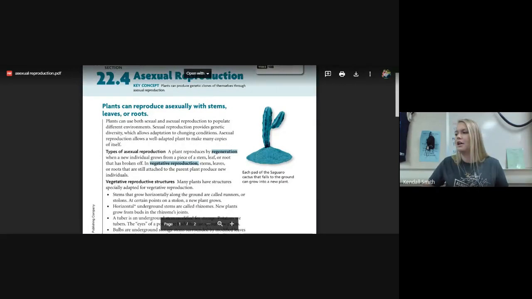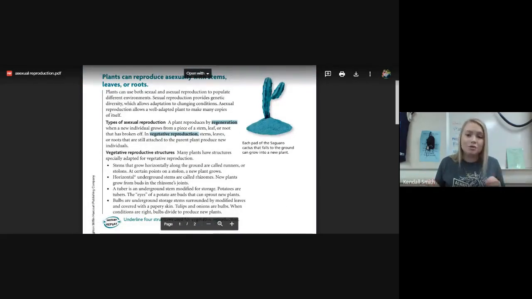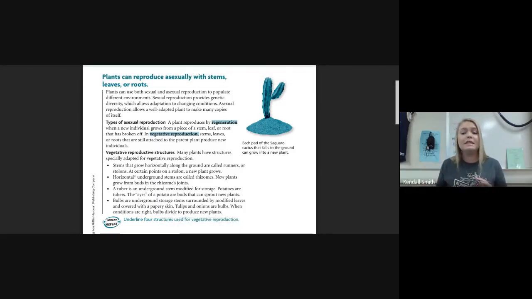So asexual reproduction. Asexual reproduction is pretty simple. In plants, there's many different types of asexual reproduction. So let's just go through a few of them really quick, okay? Plants can use both sexual and asexual reproduction to populate different environments. Sexual reproduction provides genetic diversity, which allows adaptation to changing conditions. Asexual reproduction allows well-adapted plants to make many copies of itself.